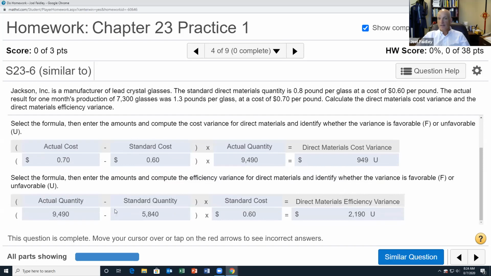And then if I want to do the efficiency variance, that's my quantity actual minus the standard times the standard cost. Doesn't look good, does it? 21.90, unfavorable.